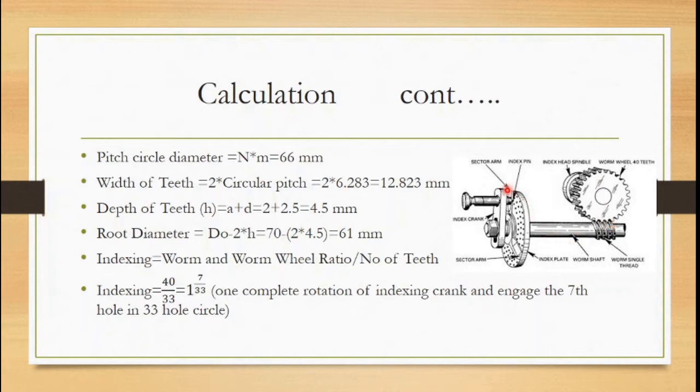tooth. So like this, to cut 33 gear teeth on the circular gear blank, we have to rotate 33 revolutions of the worm so that we can cut the 33 teeth on the gear blank. So this is how the indexing mechanism in the milling machine works, and we need to calculate this indexing, and we have to divide the gear blank into equal number of parts, and we can cut the gear teeth.